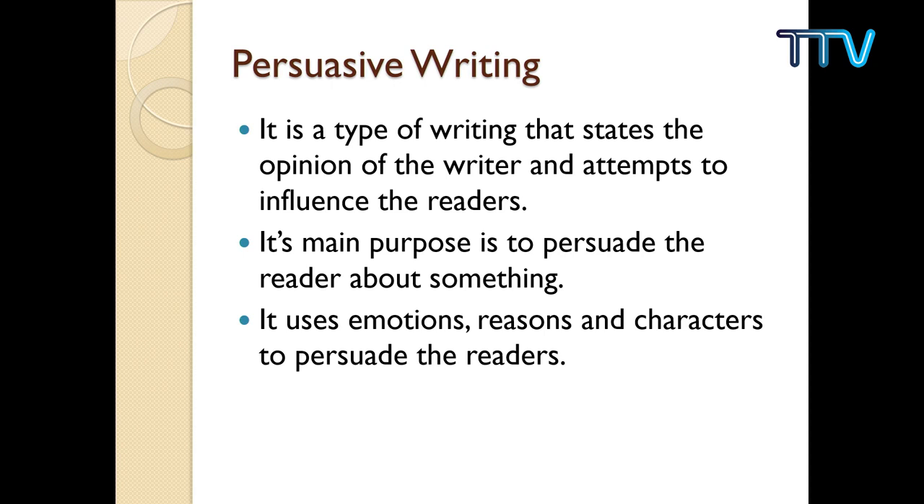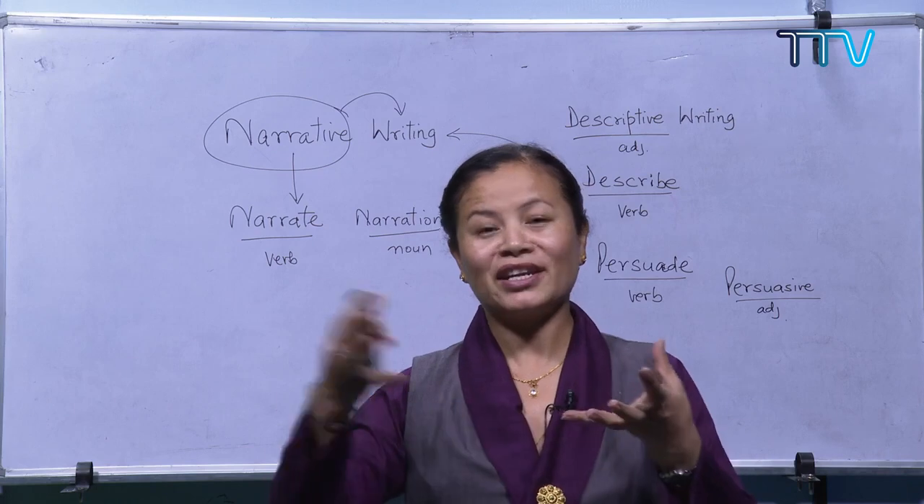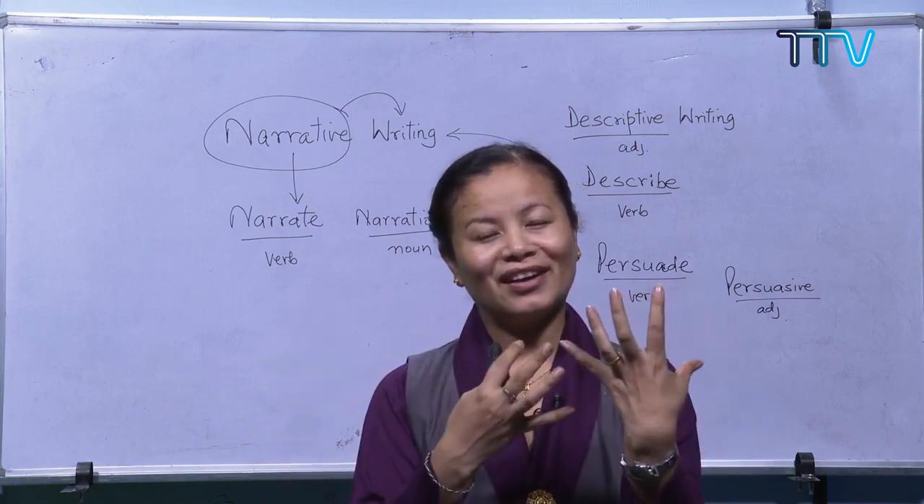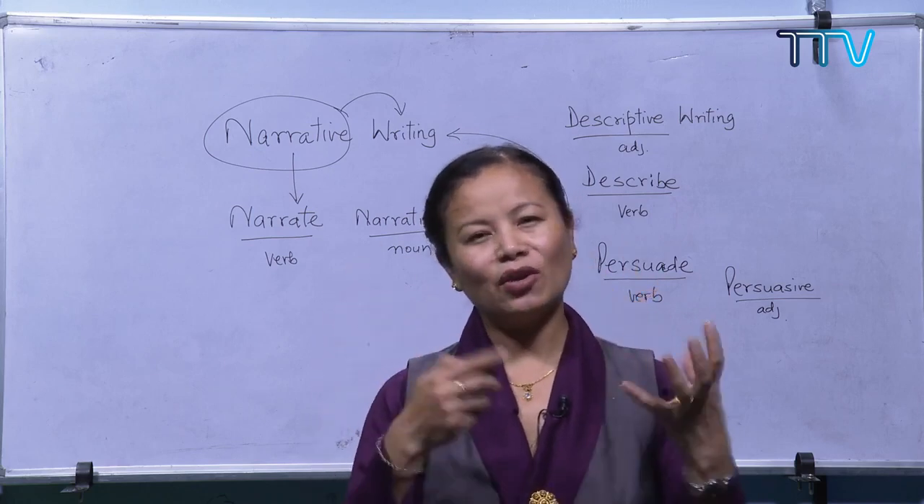It uses emotions, reasons, and characters to persuade the readers, because it's not easy to persuade or convince someone, right. You need to have strong points, and sometimes apart from the reason, you try to convince the other person or the reader with your emotions. You appeal to emotion, you appeal to reason, and sometimes characters are also used, like you see in advertisements. Superstars advertise the product, because the character is used here. You are influenced by the character. So these are all persuasive things.